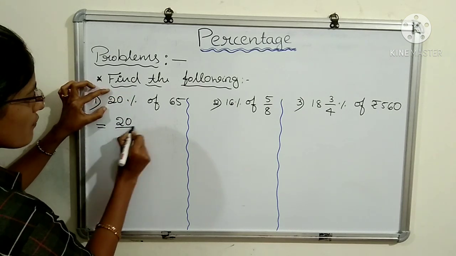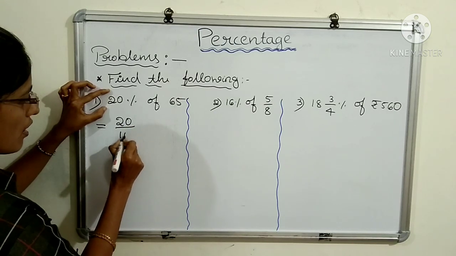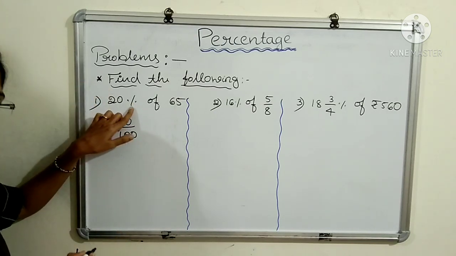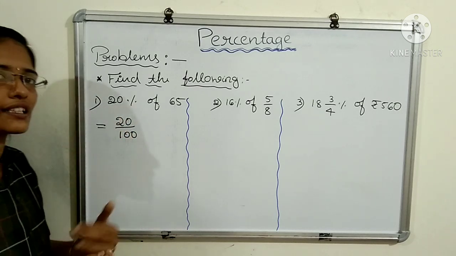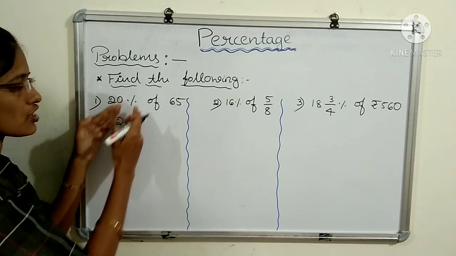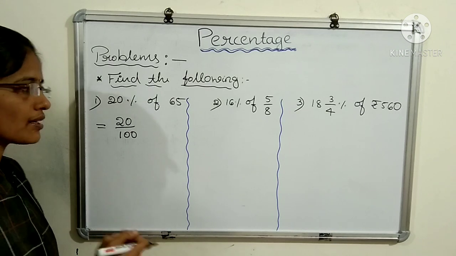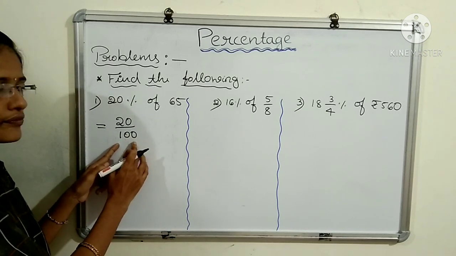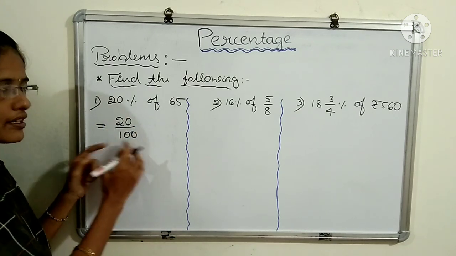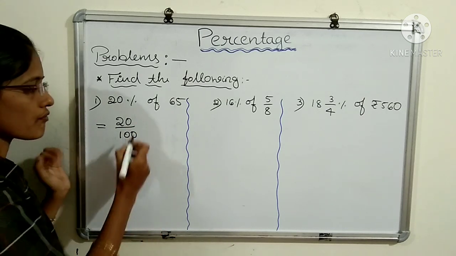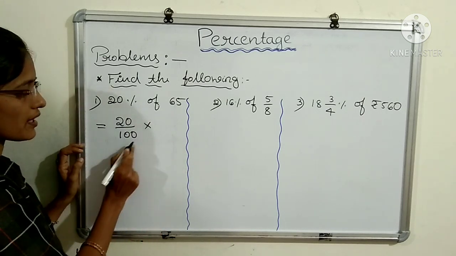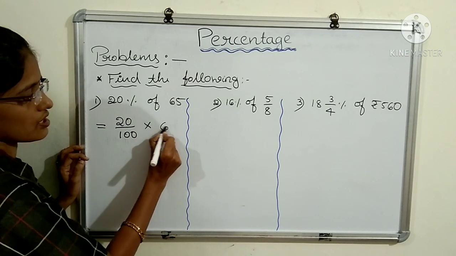20 divided by 100. Percentage symbol you have to remove. You already learned in the previous class. Percentage to fraction, what we have to convert? By dividing 100. Any number divided by 100. Of means what? Of means into. 20 by 100 into 65.